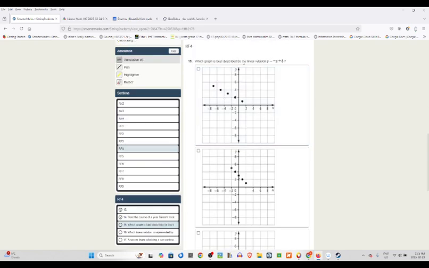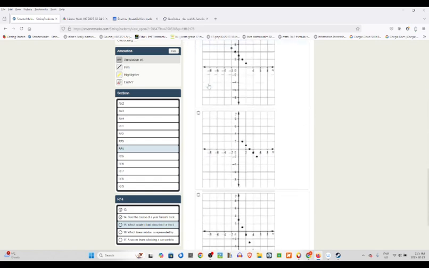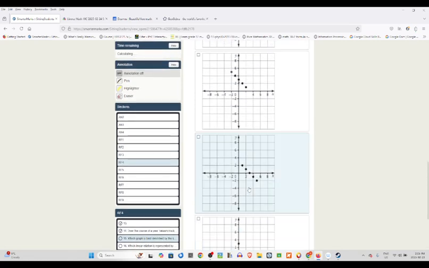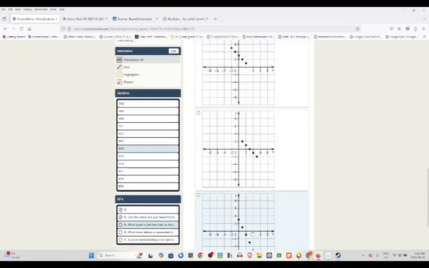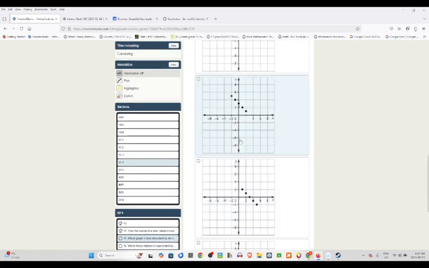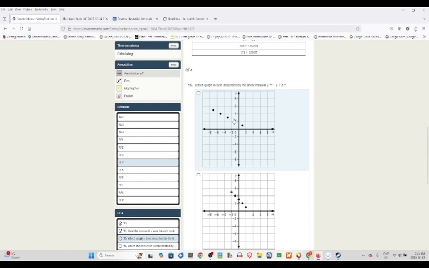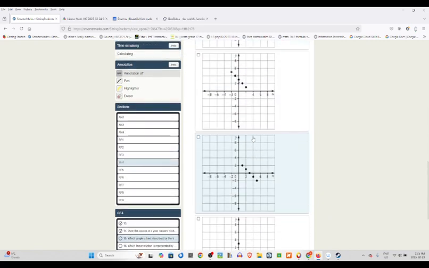Which graph is best described by the linear relation y equals negative x plus 3? Well, this is going to be something with a y-intercept of 3 and a slope of negative 1. So we have both b and d would have y-intercepts of 3. C may as well. Sorry for the noise there. A is out because it has the wrong y-intercept. The other 3 look like they're valid. So the question is, which one has a negative slope? So it looks to me like B is the one with the negative slope.